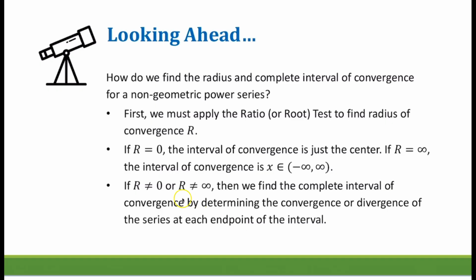But if R is not 0 and R is not infinity, then we're going to find the complete interval of convergence by determining the convergence or divergence of the series at each endpoint of the interval. So in the case where R is just some positive number, we're going to get an interval that we have to check the endpoints on.